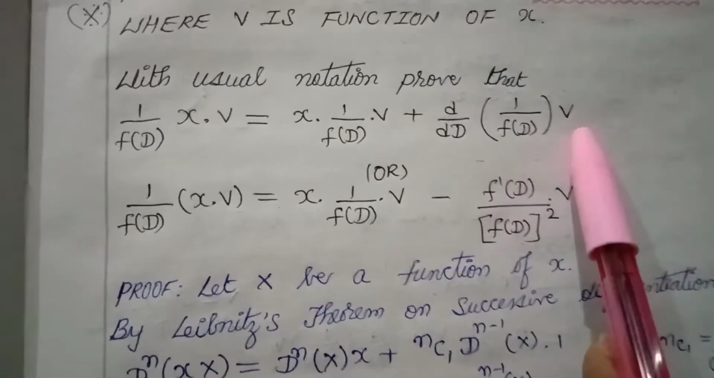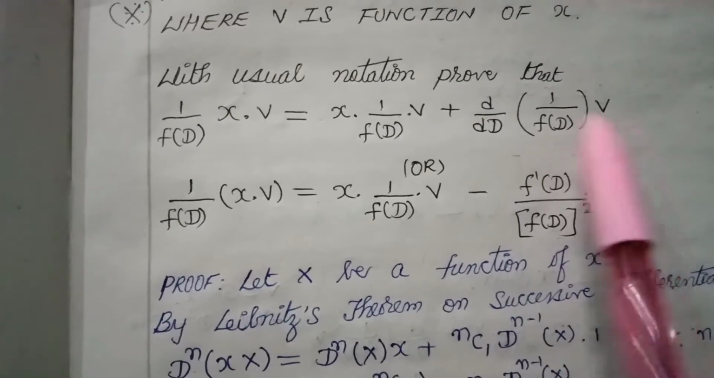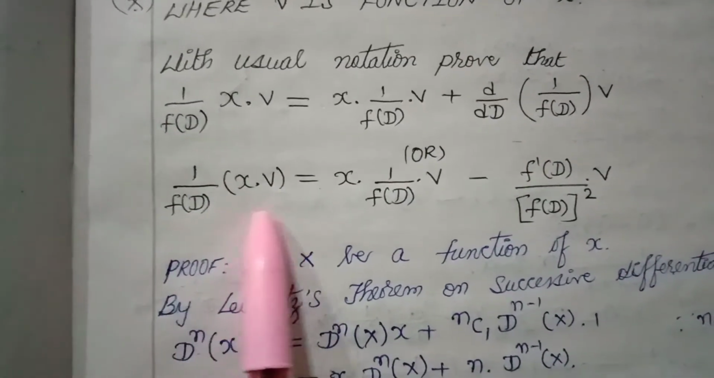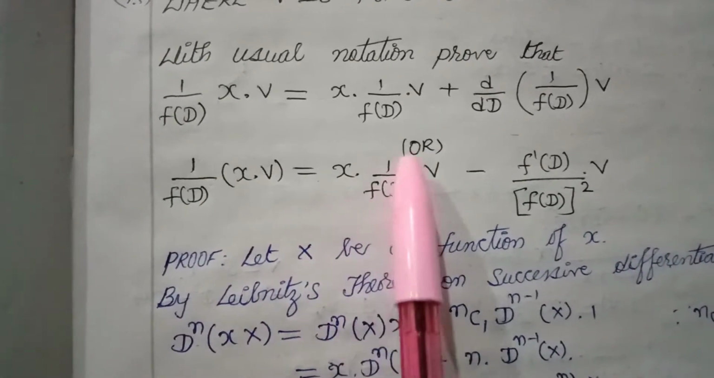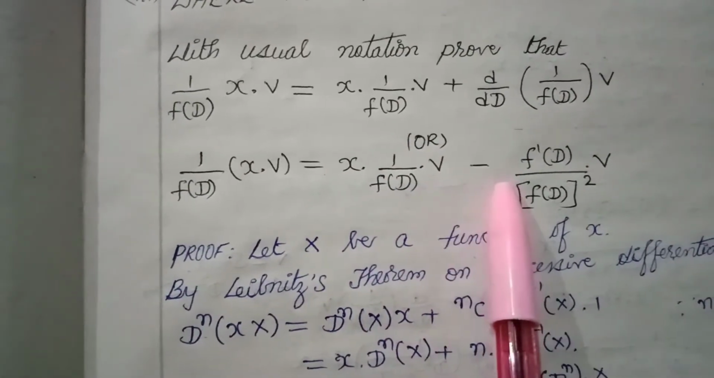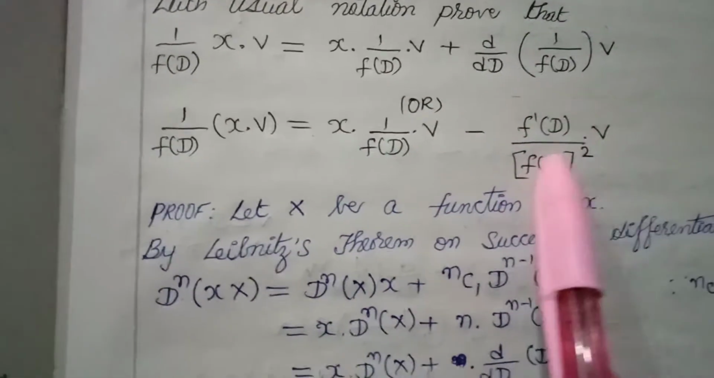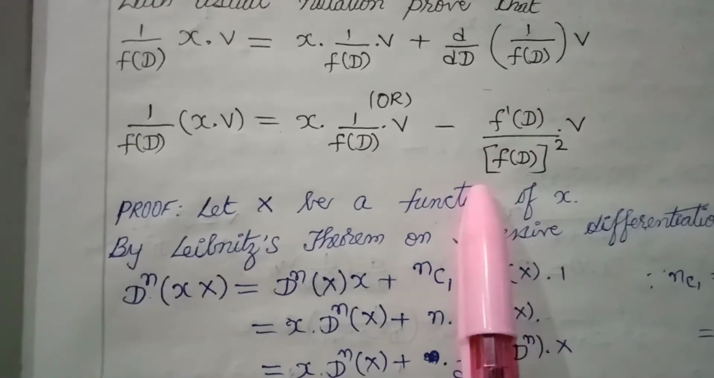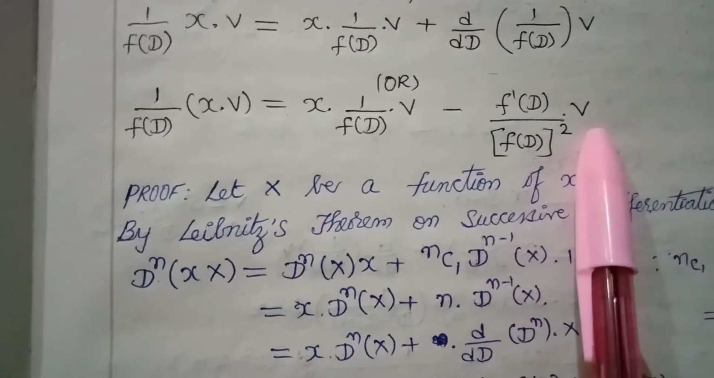or it can also be written as 1 by f of D of x into v is equal to x into 1 by f of D into v minus differential of 1 by f of D, that is f dash of D divided by f of D whole square, into v.